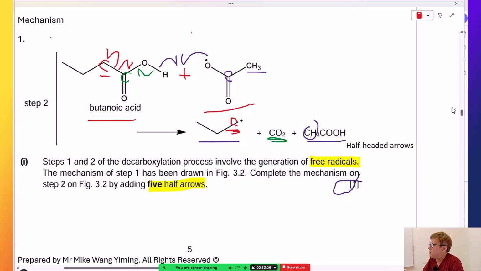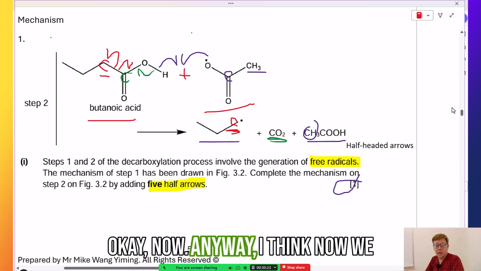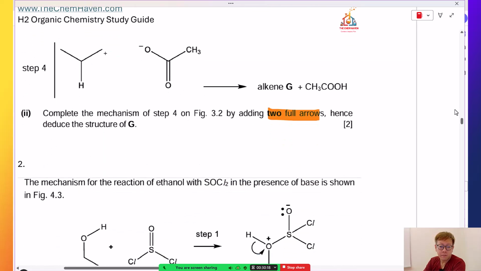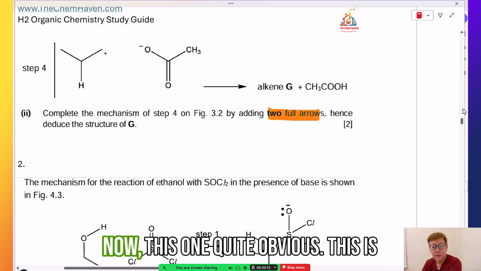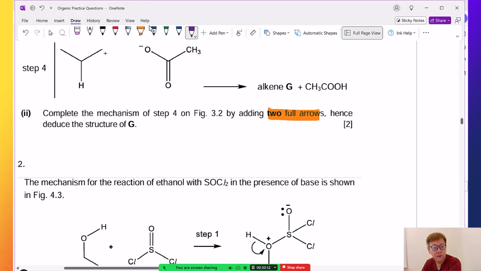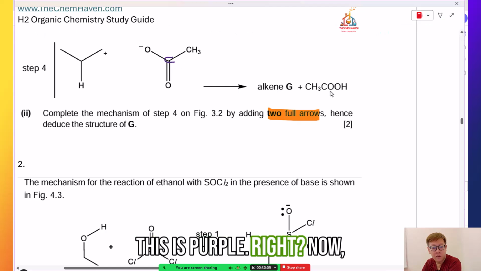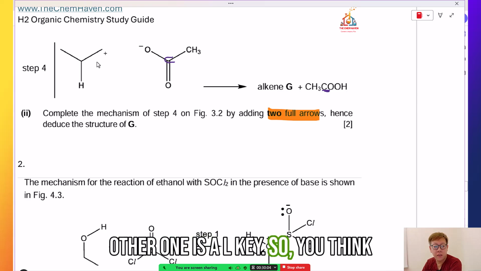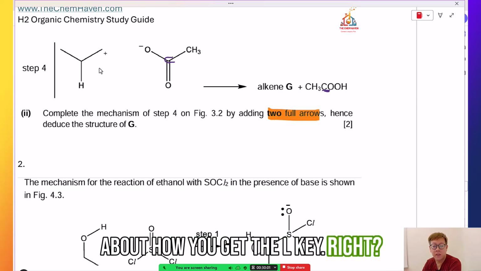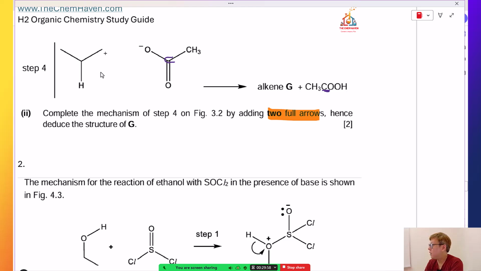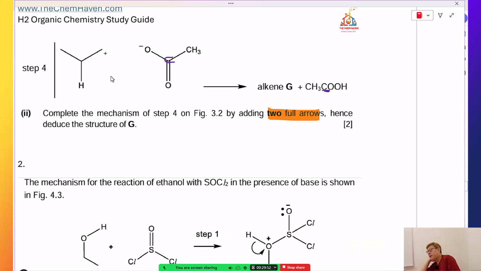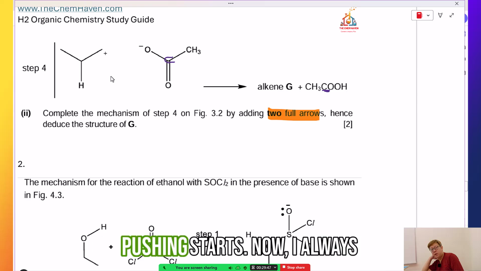Okay, now I think we can try one more on the arrow pushing. So I let you all try this one. Now this one quite obvious. This is purple. This is purple. Now then you draw the other one. The other one is an alkene. So you think about how you get an alkene. Clear? Now I give you a hint. For this one, you need to draw the lone pair. You need to draw the lone pair. Okay? Think about where the electron pushing starts.